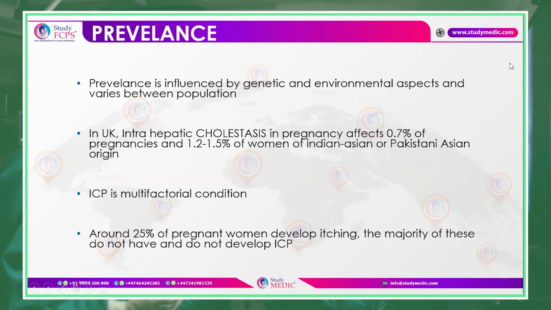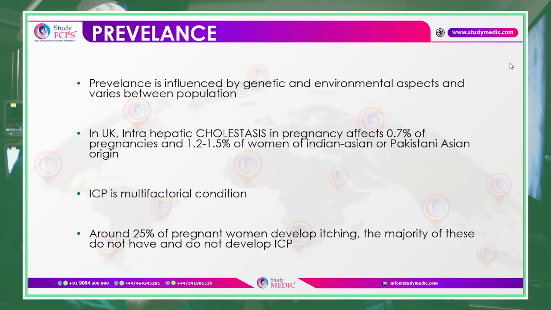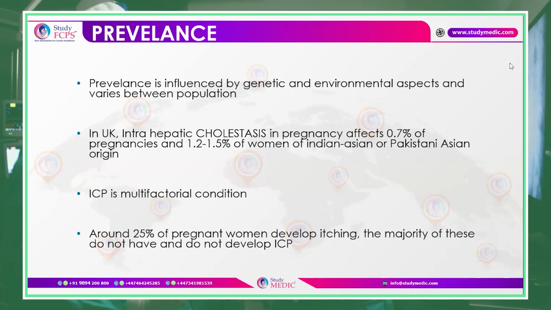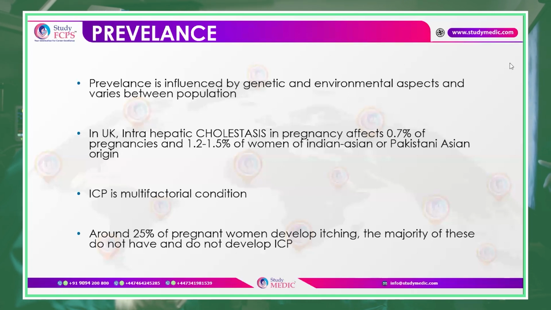Intrahepatic cholestasis of pregnancy (ICP) is a multifactorial condition, and around 25% of pregnant women complain of itching during their pregnancy, but the majority of these do not develop intrahepatic cholestasis of pregnancy during the 9-month period. So this is a very important BCQ that used to come in the exam: how many percent of pregnant women complain about itching but are not diagnosed as a case of intrahepatic cholestasis? The answer would be 25%. Or you can select the option near to this percentage if this option is not present.